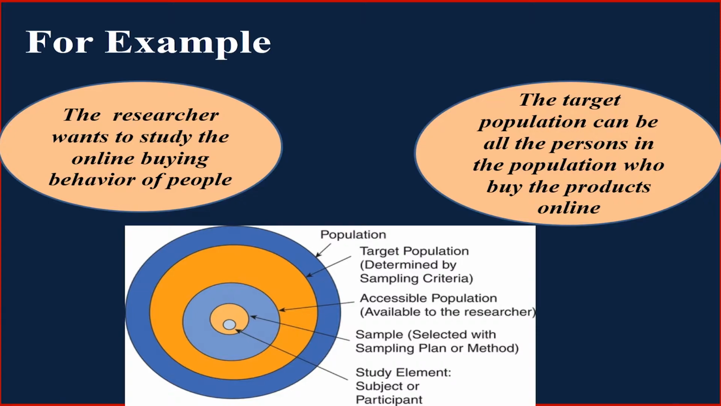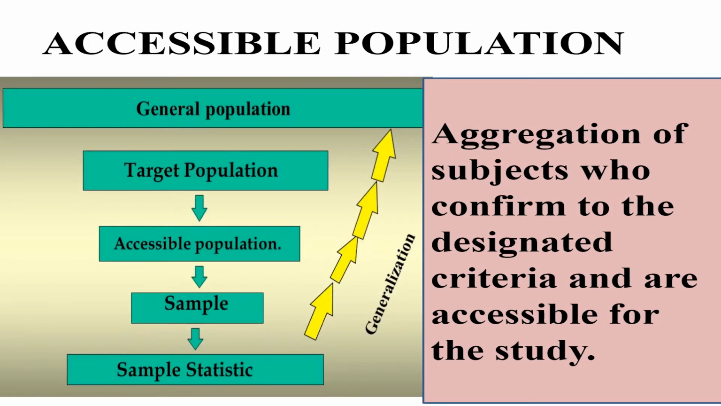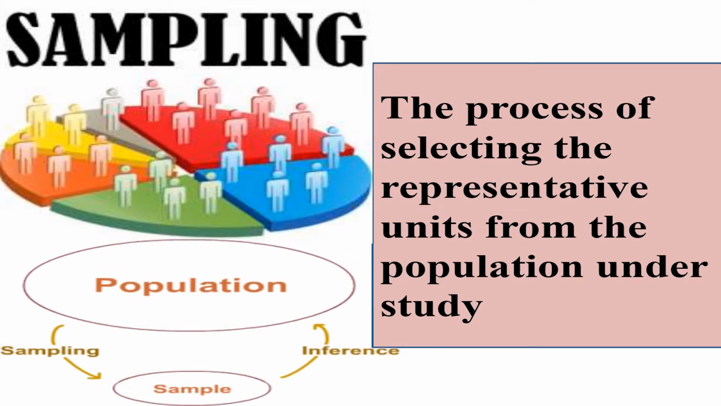The next is accessible population. This is the aggregation of subjects who conform to the designated criteria and are accessible for the study. The next is sampling. Now, sampling is the process of selecting the representative units from the population under study.